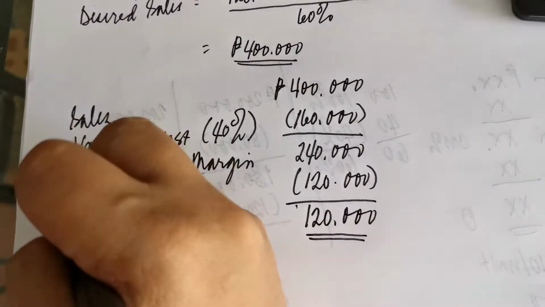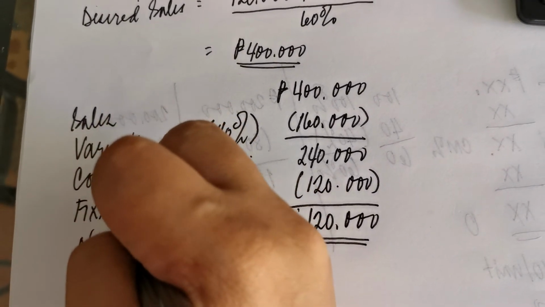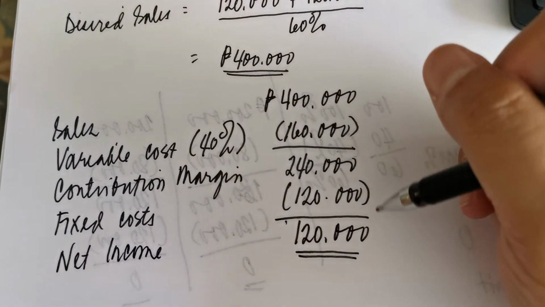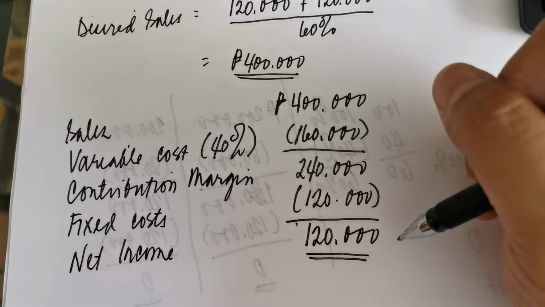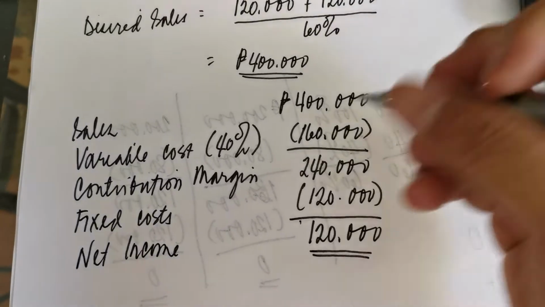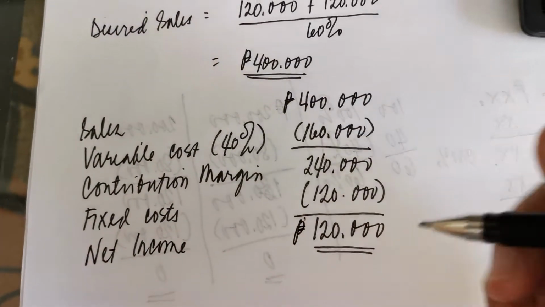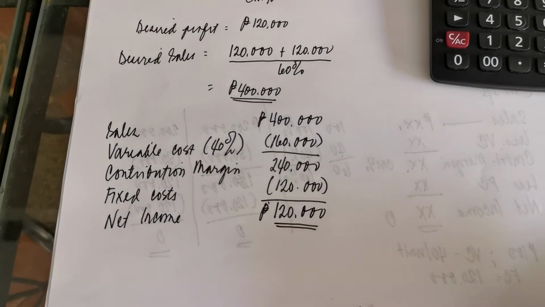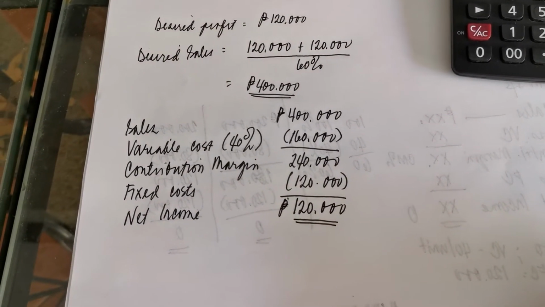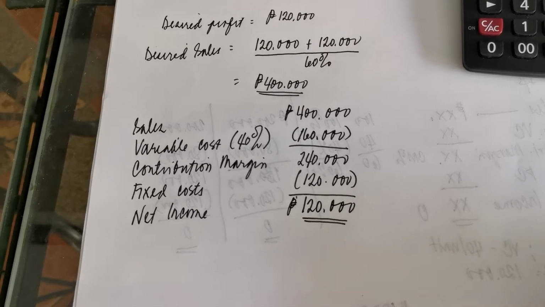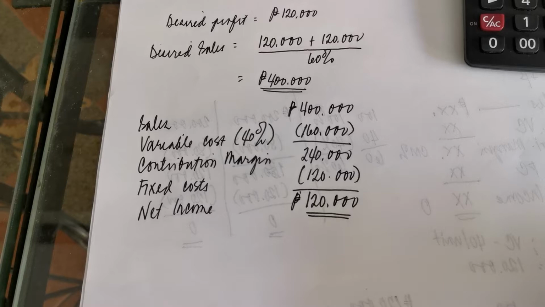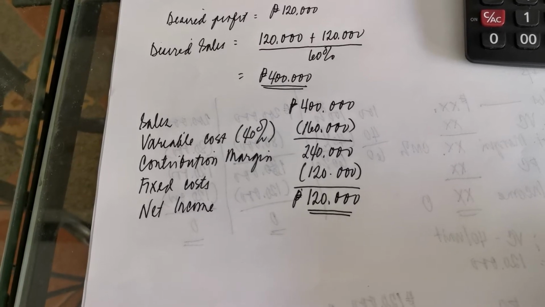So the company should be able to generate a revenue of 400,000 for them to be able to generate income of 120,000 for this part. So that is how we use the simple formula for the break-even analysis to find the sales that would generate for the company the desired net income.